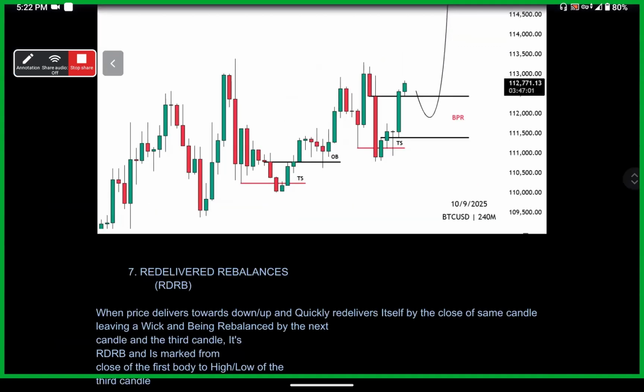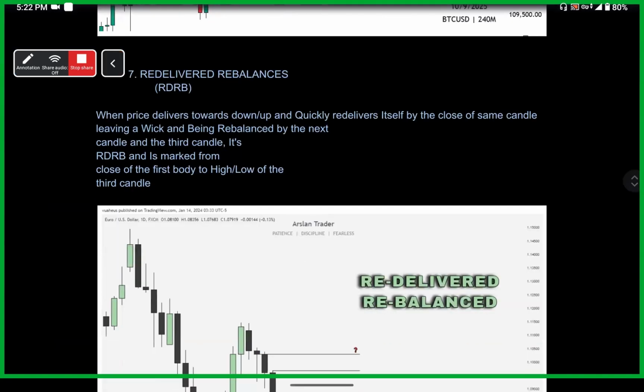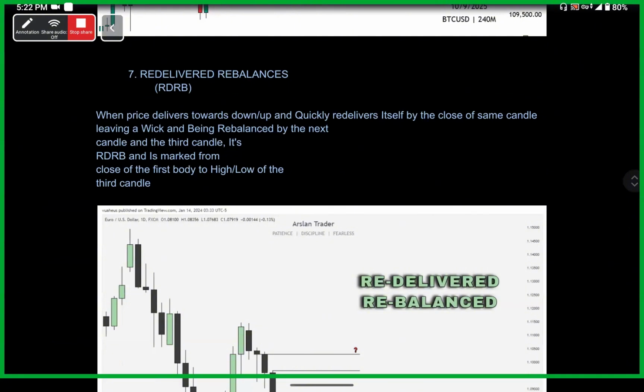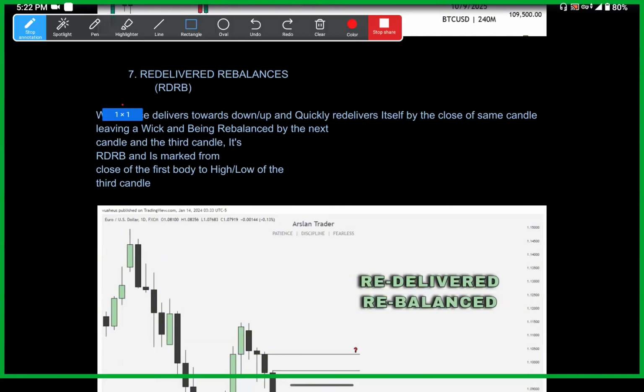So today we are tackling this aspect called redelivered rebalanced. Yeah, it is supposed to be rebalanced. So redelivered rebalance is one of the powerful PD arrays that we can use. So what is redelivered rebalance?